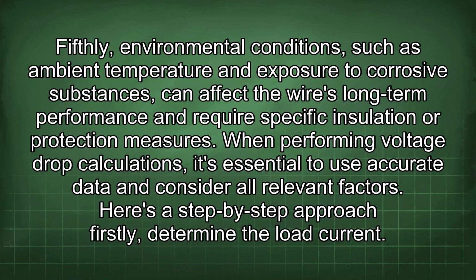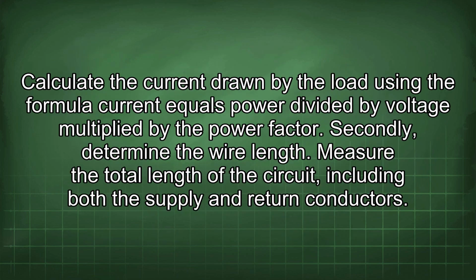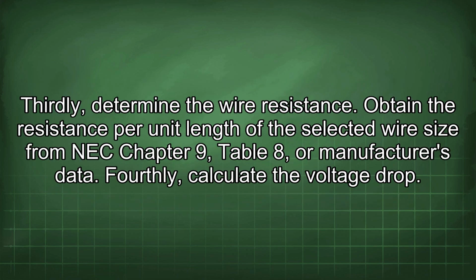When performing voltage drop calculations, it's essential to use accurate data and consider all relevant factors. Here's a step-by-step approach. Firstly, determine the load current. Calculate the current drawn by the load using the formula current equals power divided by voltage multiplied by the power factor. Secondly, determine the wire length. Measure the total length of the circuit, including both the supply and return conductors. Thirdly, determine the wire resistance. Obtain the resistance per unit length of the selected wire size from NEC Chapter 9, Table 8, or manufacturer's data.